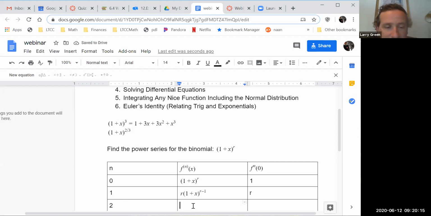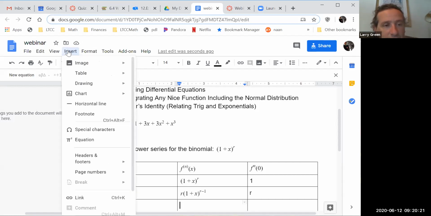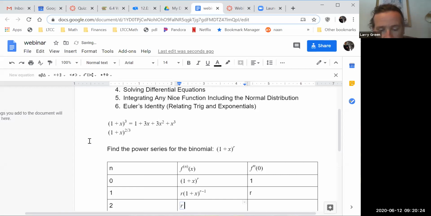So now let's plug in 2. Okay, let's let n be 2, I mean. So then let's go and look at this one. This is going to be r times (r minus 1) times (1 plus x) to the r minus 2. Okay, and if you plug in x equals 0, you get r times (r minus 1).